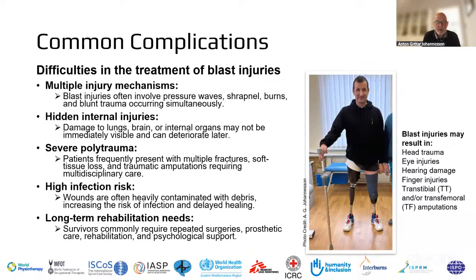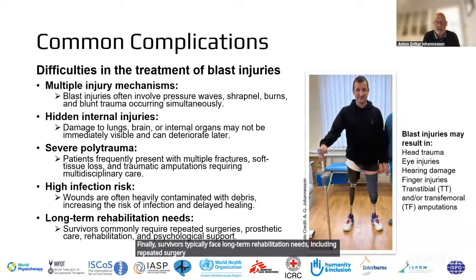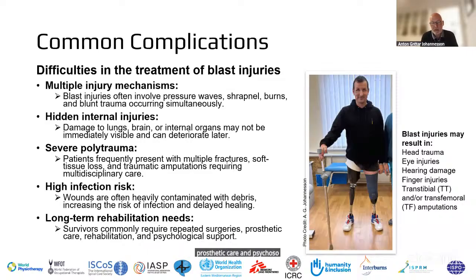The risk of infection is high, as wounds are often heavily contaminated, which can delay healing. Finally, survivors typically face long-term rehabilitation needs, including repeated surgery, prosthetic care, and psychological support. Often, the problem is not only the injury, it is the lack of coordination.